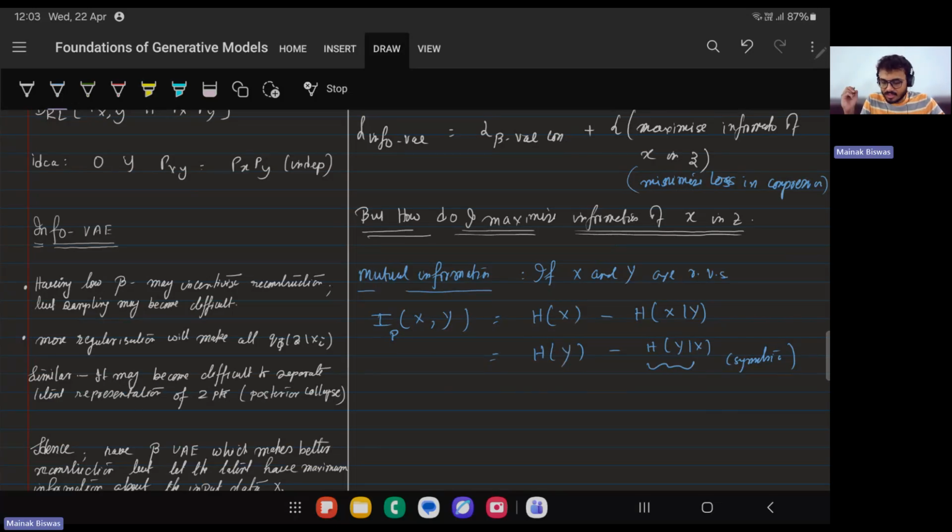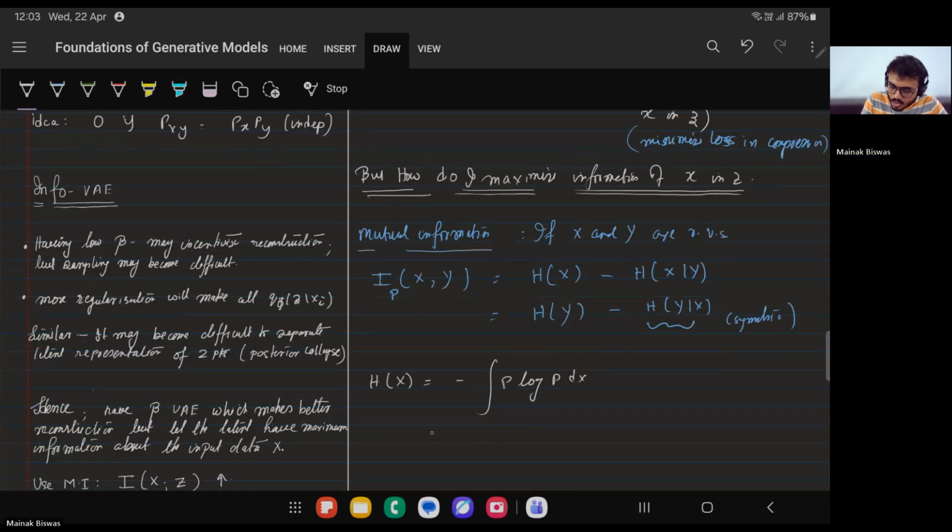Can you tell me why it is symmetric? It is symmetric because the entropy, as you all know, is defined as the integral of P log P for a continuous distribution. This is called the differential entropy because it is on distributions. On a discrete distribution, it is minus the sum over k equal to 1 to K classes of P of x equal to k times log P of x equal to k. This is for the discrete case.